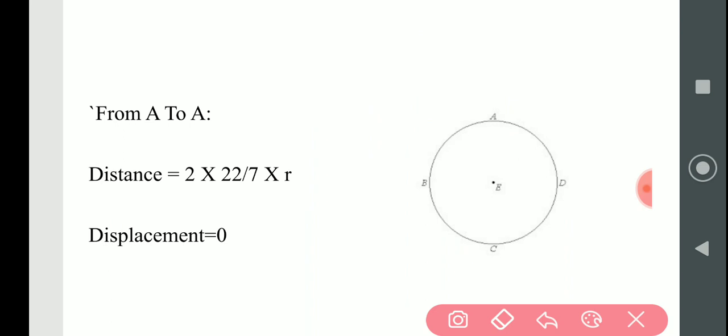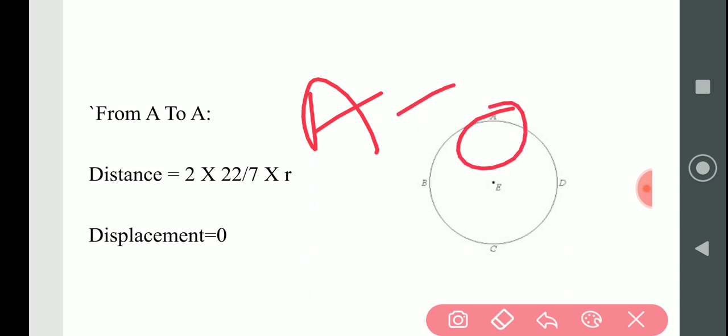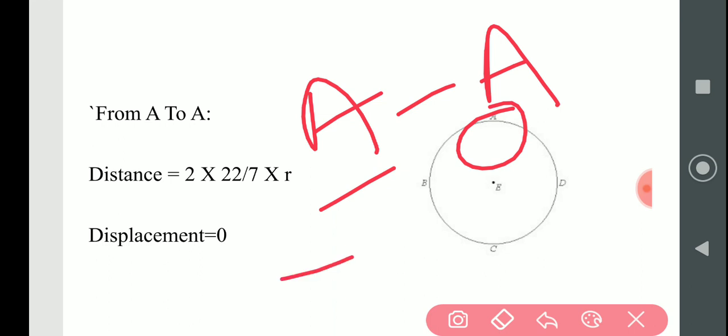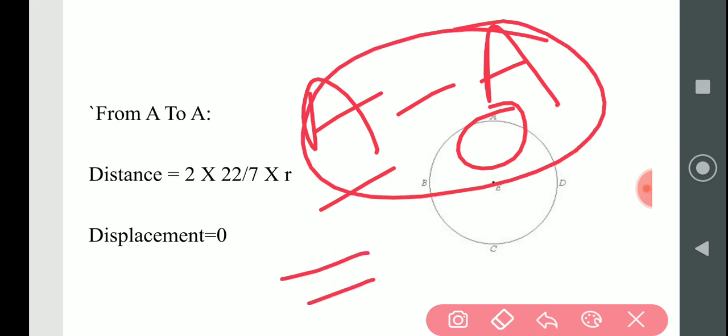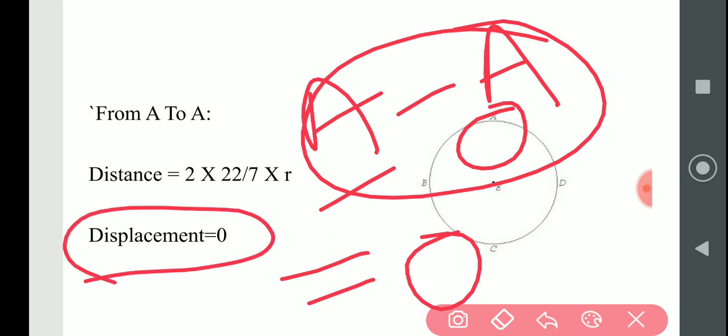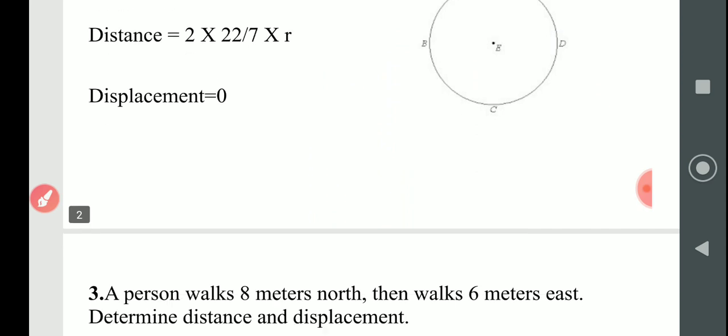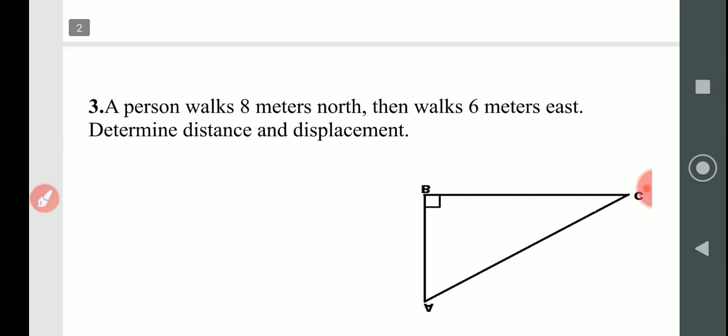Displacement. Displacement is the shortest distance between final and initial point. So what is the initial point? A. What is the final point? A. What is the minimum distance between A and A? 0. So in this case, displacement is 0. I think it is clear for you. Let's discuss the next question.